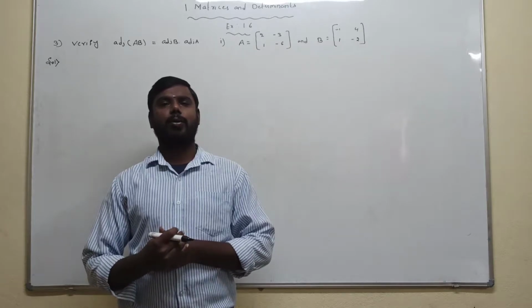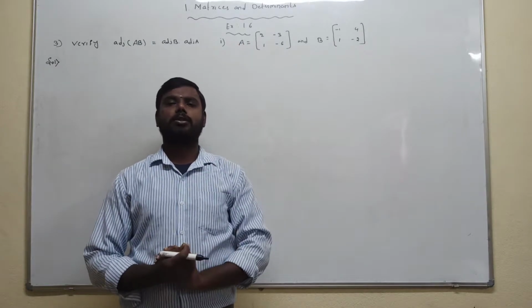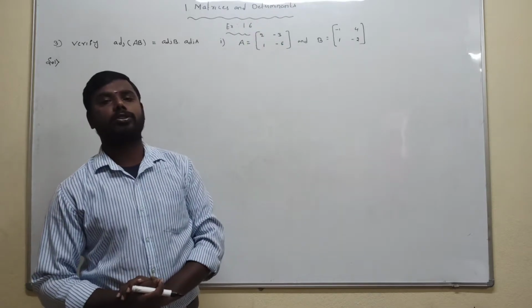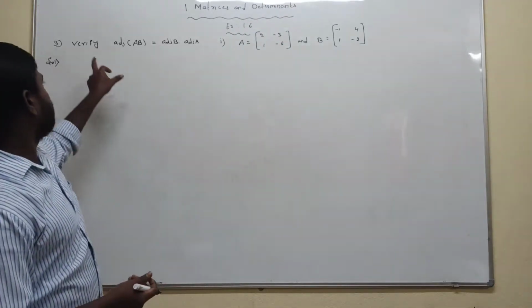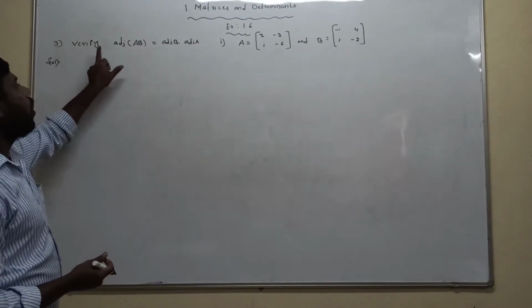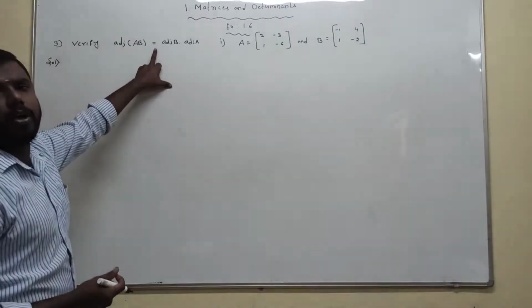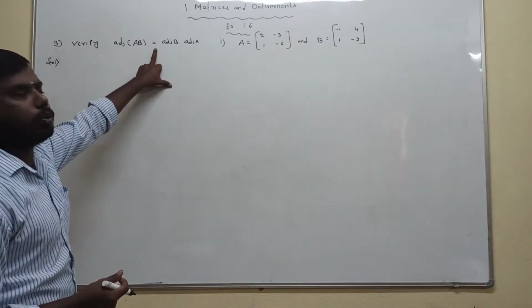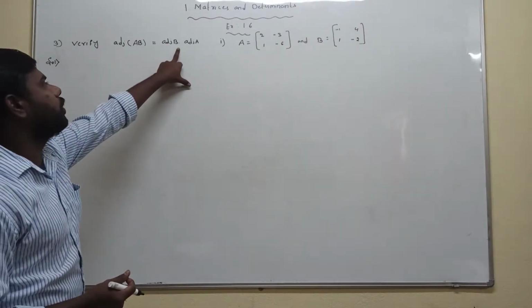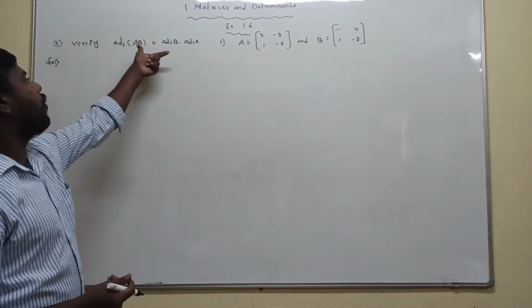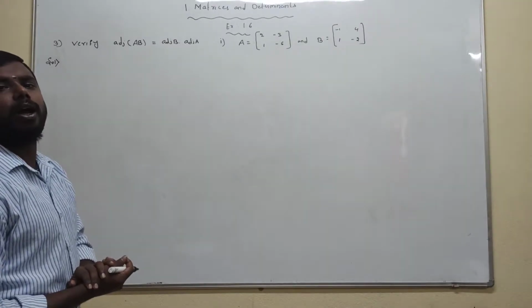Today we are discussing the chapter Matrices and Determinants. Exercise 1.6, third question. See the third question: verify that adj(AB) is equal to adj(B) into adj(A). Verify whether both sides are equal or not.